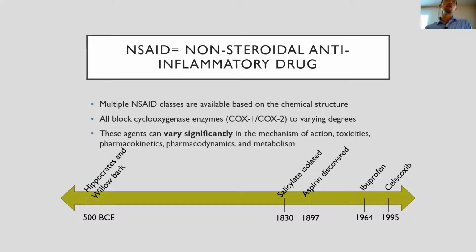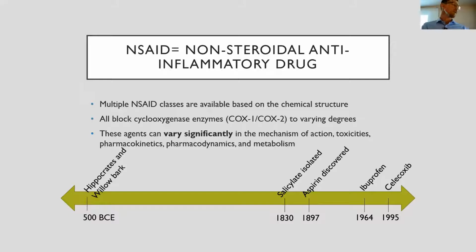Now, most of the NSAIDs that we talk about in typical practice, like ibuprofen and all the other NSAIDs that you think about, basically are a product of the 1960s onward, most of them in the 1960s. MELOXICAM came along in 1980, and CELECOXIB is really our newest NSAID, as far as oral NSAIDs at least, and that one came along in 1995.